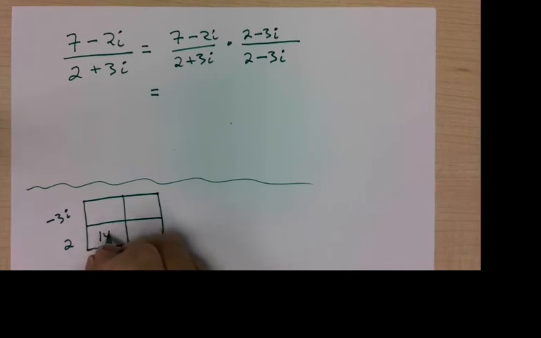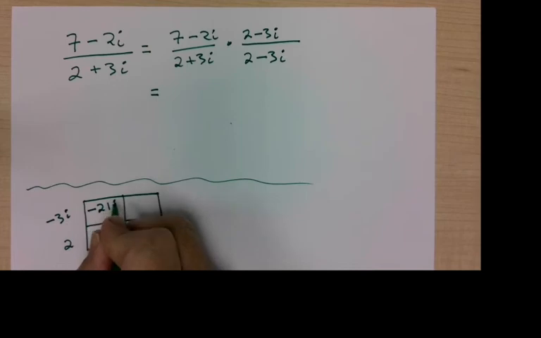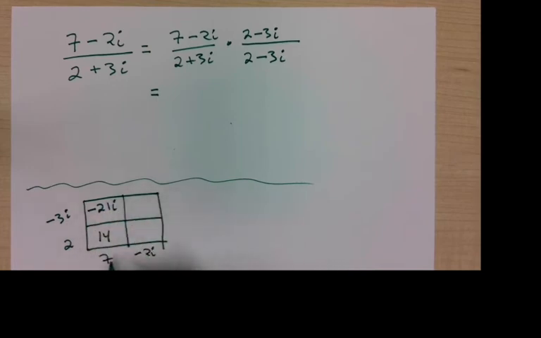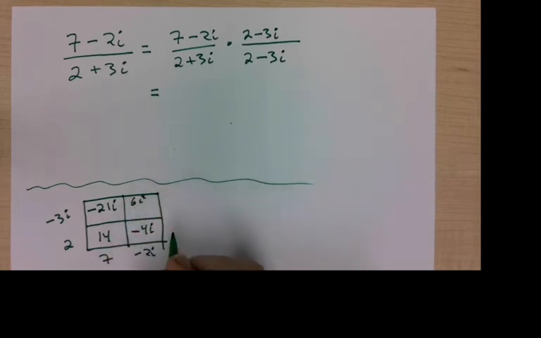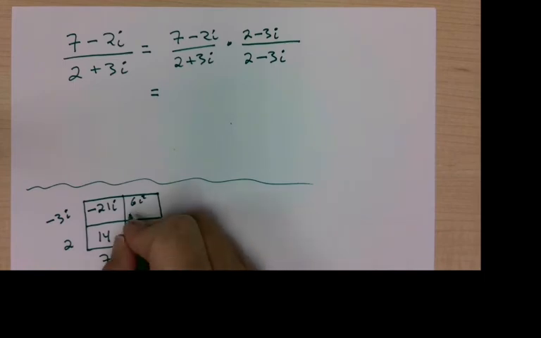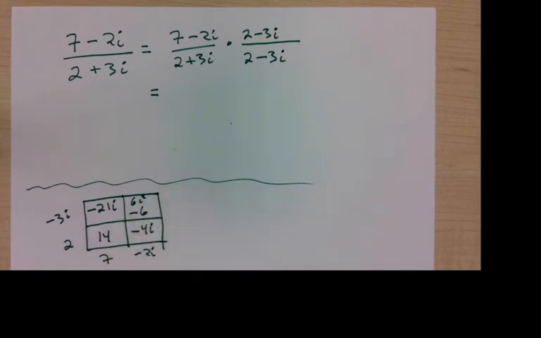7 times 2 is 14. 7 times negative 3i is negative 21i. Negative 2i times 2 is negative 4i. Negative 3i times negative 2i, negative times negative is positive 6i squared. Remember, i squared is negative 1. So 6 times negative 1 is negative 6.